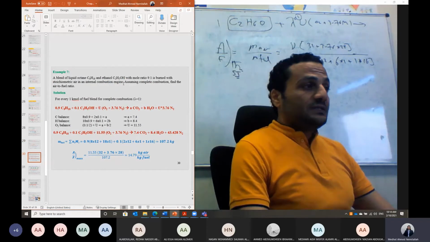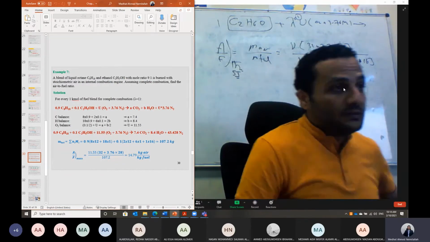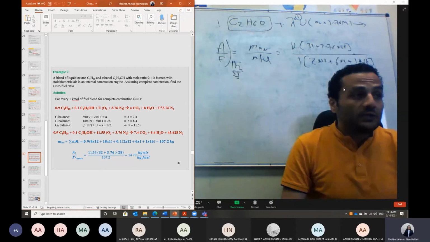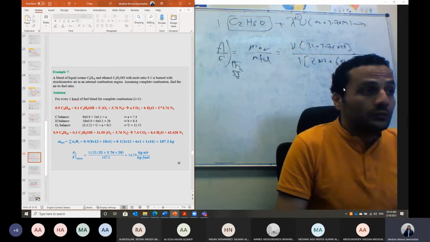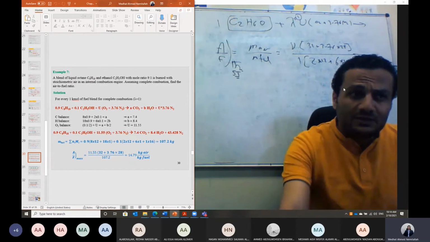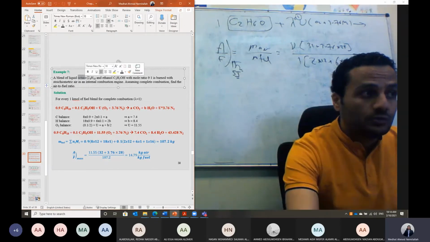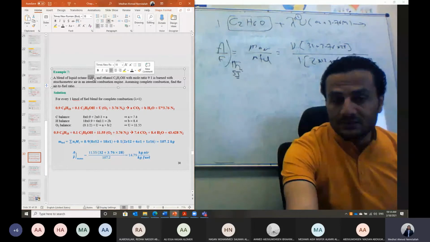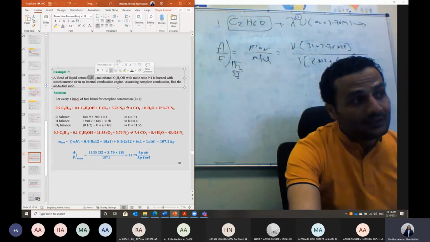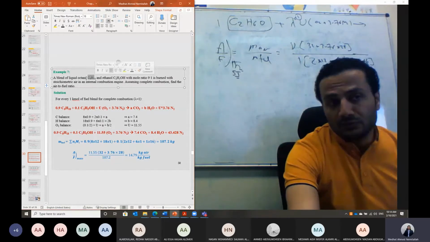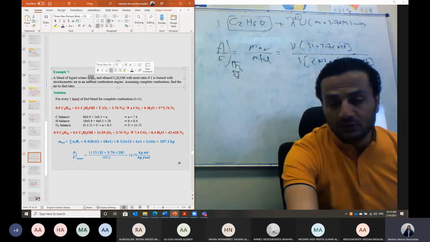Here is an example. Let's solve this example. He said we have a blend of liquid octane. So in some cases, I think we have gone through the fuel structure, and from the name of the fuel, you should be able to predict its chemical structure. So I may not give it to you. I will say we have liquid octane or octane. You have to know that octane is C8H18.